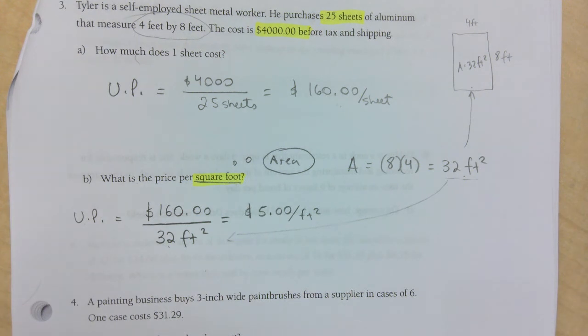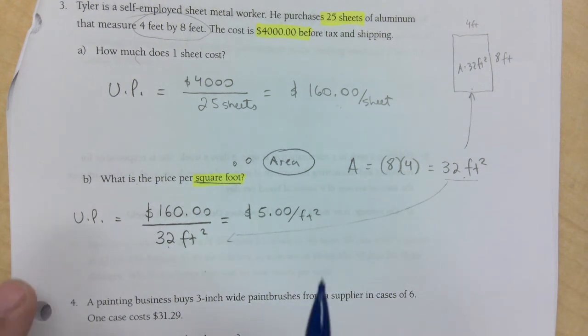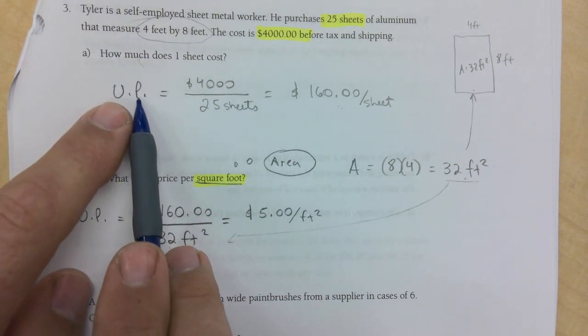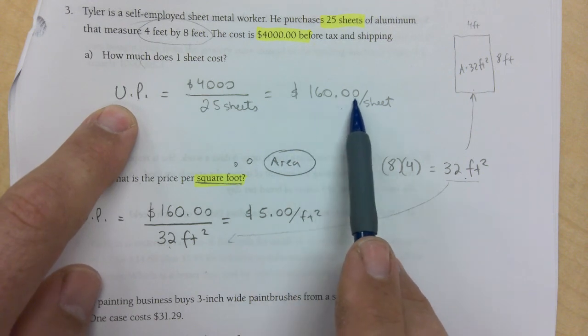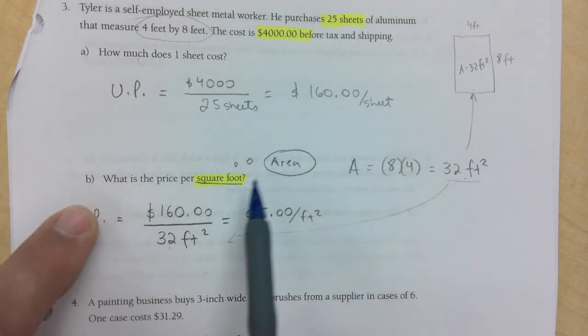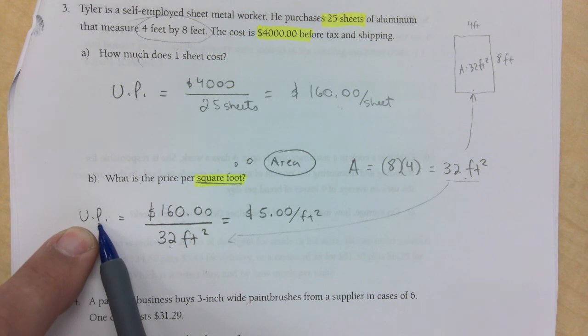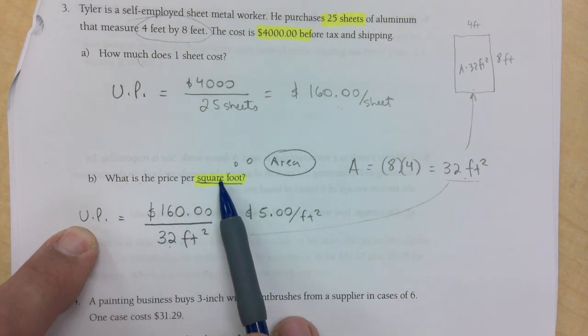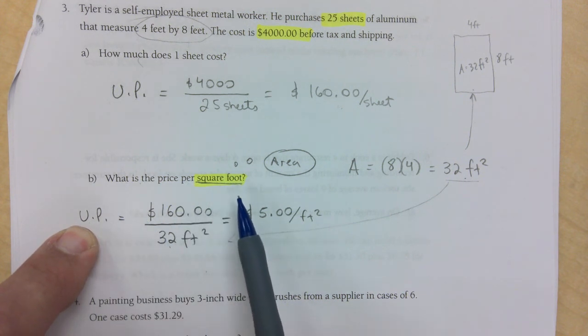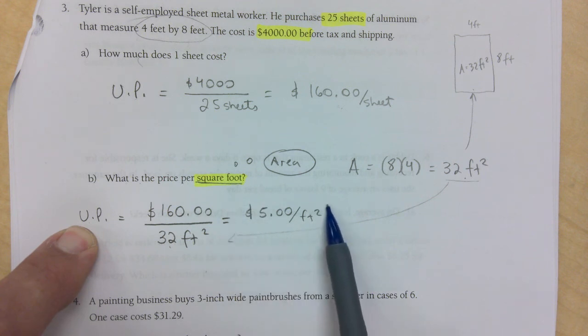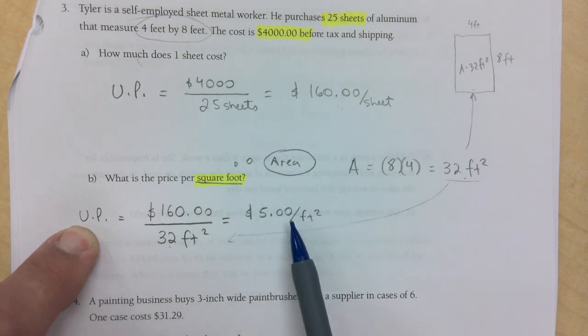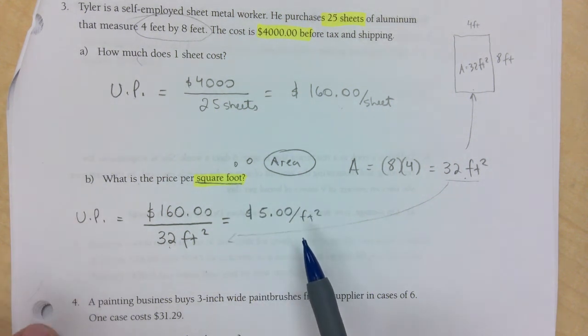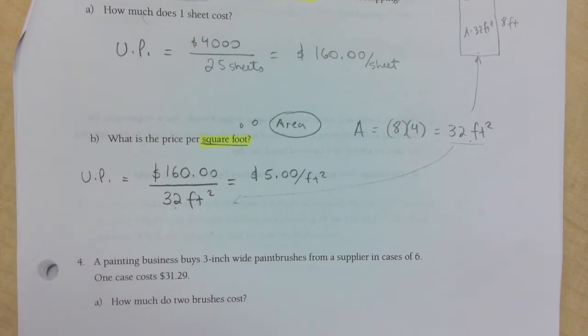So this is the unit price where they're saying what's the amount per sheet. This is also a unit price question, but they're interested in the square footage, right? Like how much would you pay for every square foot in this case? So it's almost like breaking it down into smaller units. So that's how you do that.